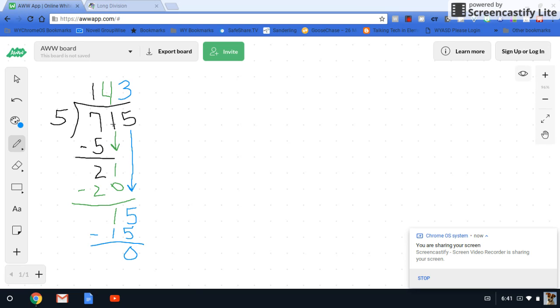So 715 divided by 5 equals 143. If you wanted to check your answer to see if it was correct, you would take 143 and multiply it by 5. If my work is correct, I should get the answer 715.